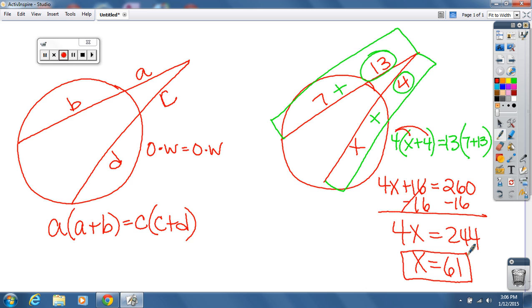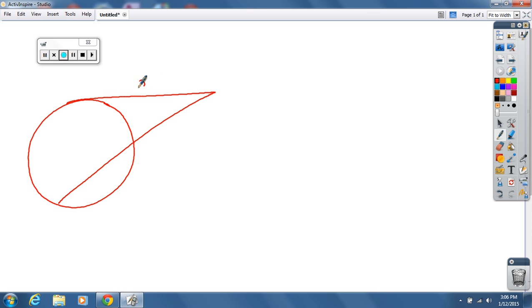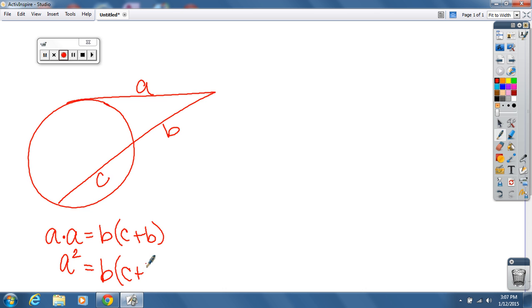And then the last one is for a tangent and a secant. For a tangent and a secant, you've got A, B, and C. It's still outside times whole, so it's going to be A times the whole piece, which is just A. So when you have a tangent, it's A squared equal to the outside piece, B, times the whole piece, which would be C plus B. It's the same concept as the last one, except now it looks different because of the tangent.